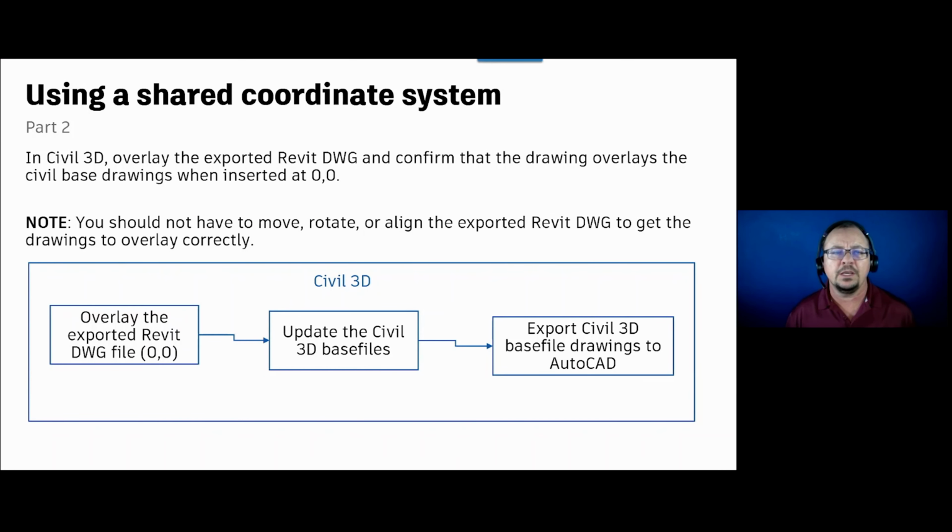And the next part of using a shared coordinate system is to go into Civil 3D and overlay that exported DWG file. Now, if we did the process correctly, we should be able to insert that Revit DWG export file, and it should drop into Civil 3D exactly where it needs to be. Once we do that in Civil 3D, we're going to update the Civil 3D base files, maybe make modifications to the building location, etc. And then we're going to export those Civil 3D base drawings to AutoCAD.